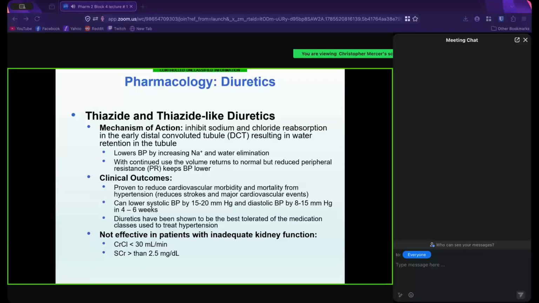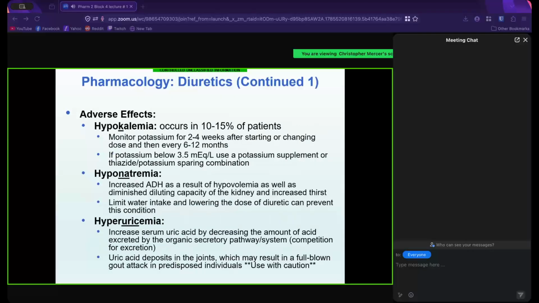Works differently, but we'll get there. For now, just know the renal precautions for thiazides. Adverse effects, most common for the thiazide and its thiazide-like partners in this drug class: hypokalemia. Not a giant number, but about 10 to 15% of patients will have hypokalemia. But you should know now that hypokalemia can be bad, right?